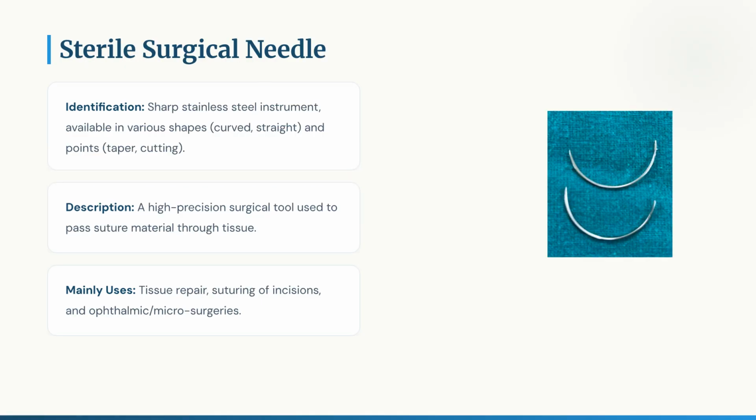The sterile surgical needle is a sharp stainless steel instrument available in various shapes and points. It is a high-precision tool used for tissue repair and suturing incisions.